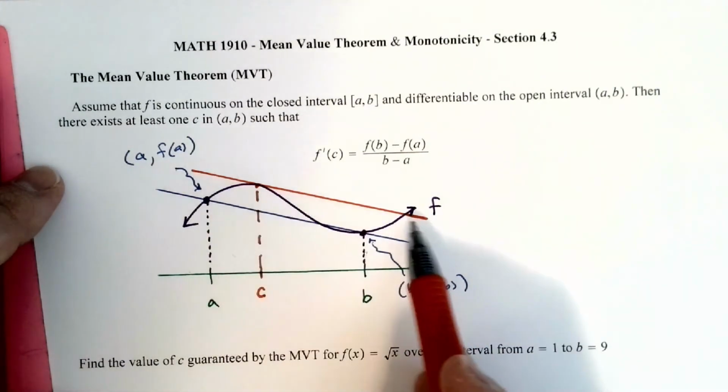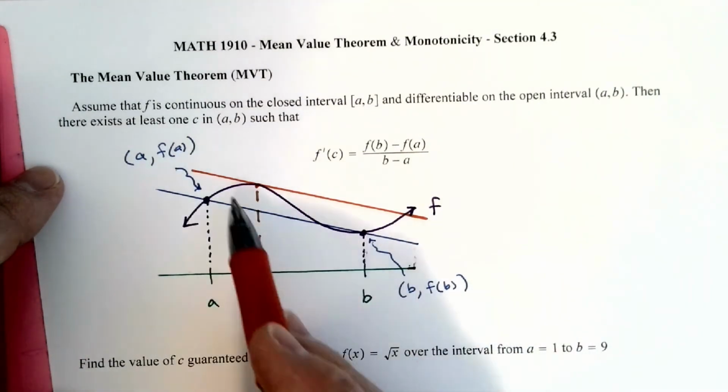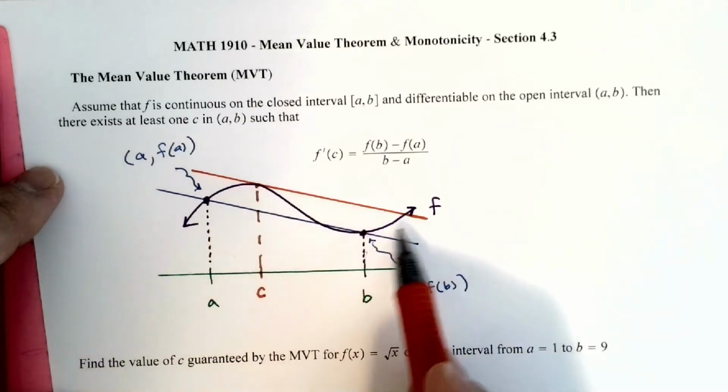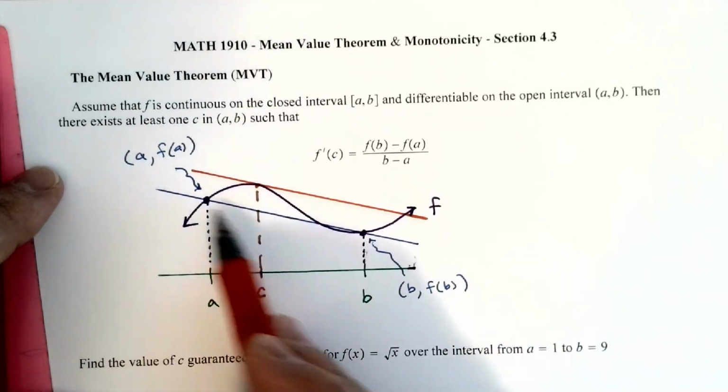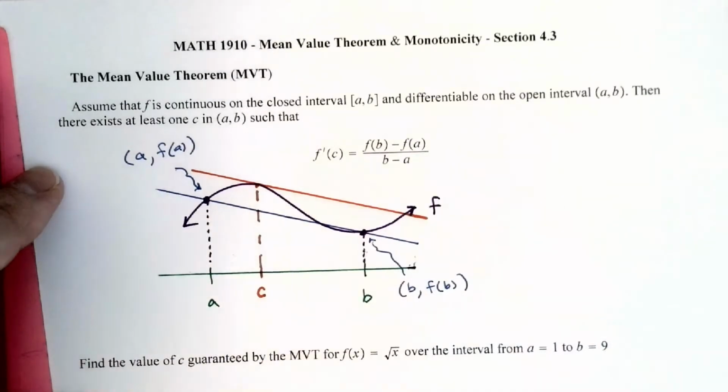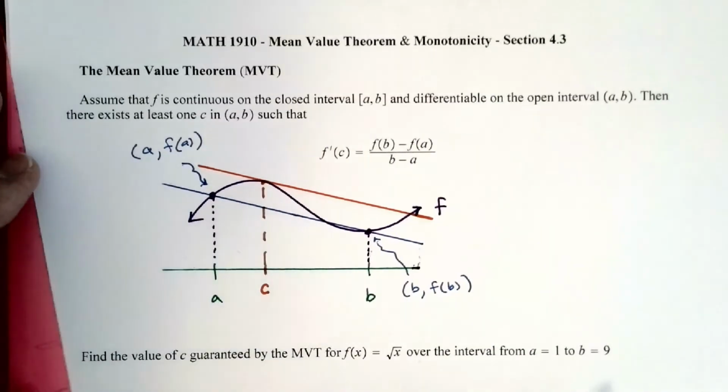This line is parallel to the line I drew, so the derivative of the function f at c is the slope of this red line, which equals the slope of this line here, right, which is our average rate of change of the function. Okay.